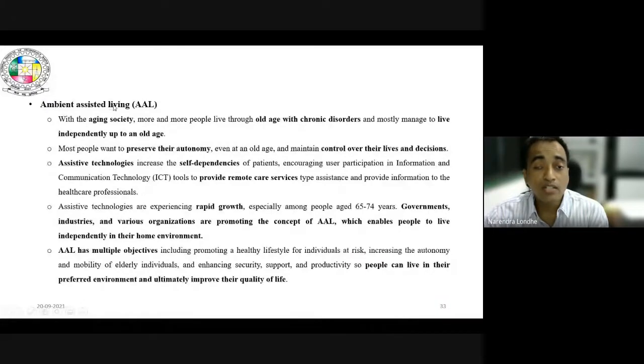Then there is ambient assisted living. This is a very important thing that I want to tell you: patients are now being assisted with assistive technologies, some ICT tools, which provide them remote care services, remote caregiving services. Say if some patient requires some assistance or medical attention, then sensors are installed in that room. Some pictures are being taken, some accelerometer sensors are there.